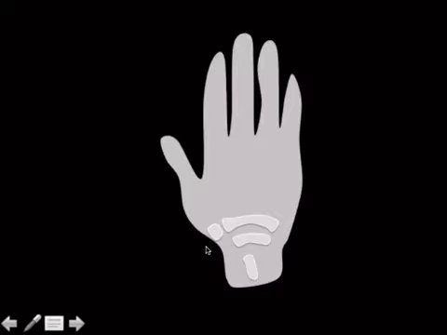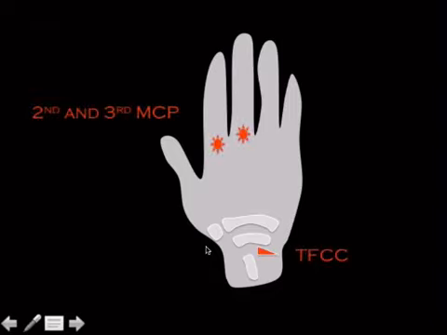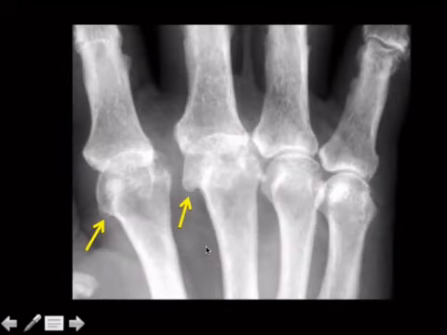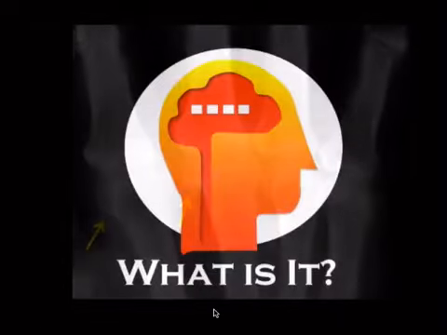Here's an MSK correlate. If this was the hand of a hemochromatosis patient, where would you expect the disease to affect? And the answer would be the MCPs and the TFCC. Remember, it's the hooked osteophytes that they get classically at this location. And the other entity that gets hooked osteophytes is CPPD in the same distribution.